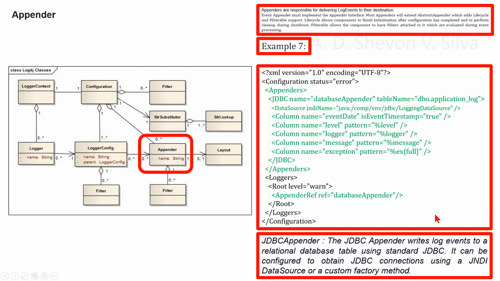As an example, we can consider the JDBC appender. The JDBC appender writes log events to a relational database table using standard JDBC. It can be configured to obtain JDBC connections using a JNDI data source or a custom factory method.